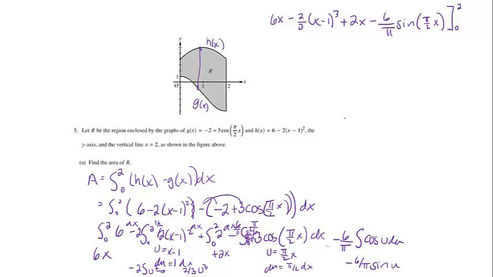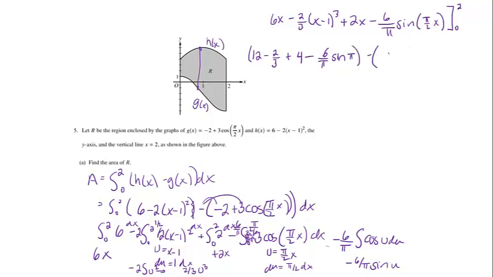Okay, so all right, we are ready. So now from here, I'm just going to get to plug stuff in. So if I plug in 2 here, I get 12 minus, if I plug in 2 minus 1 is 1 cubed times 2/3, so it's going to be 12 minus 2/3 plus 2 times 2 is 4 minus 6 over pi sine of pi over 2 times 2 will just be pi. So that's the first part.